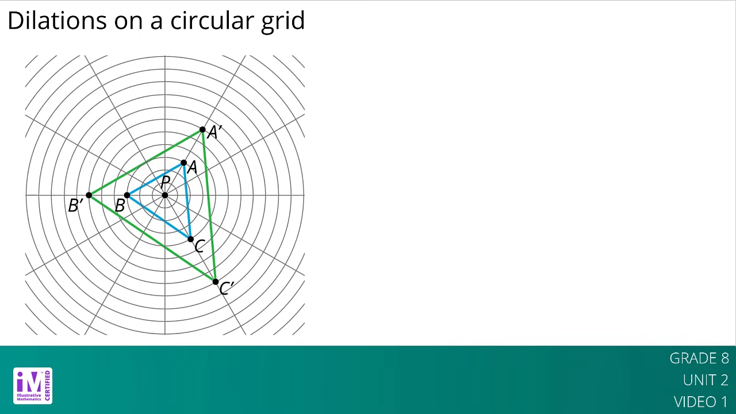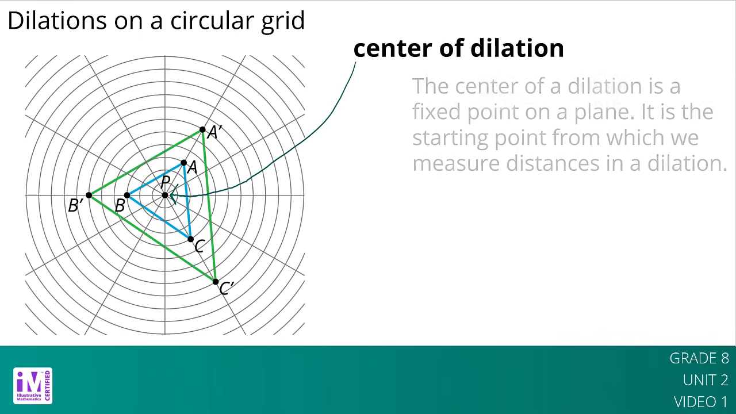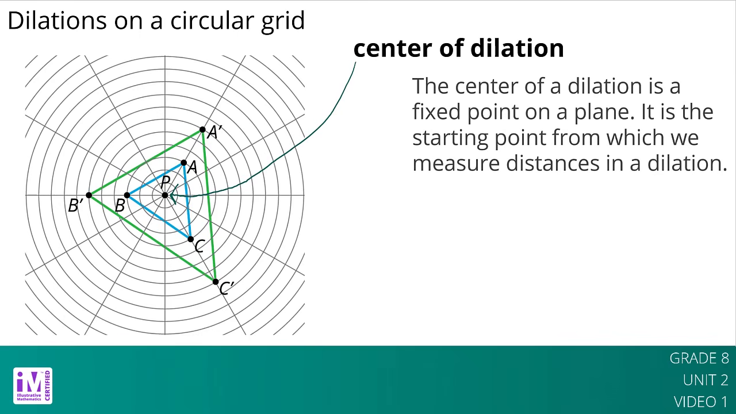To perform a dilation, we need a center of dilation, a scale factor, and a point on the original figure to dilate. In the picture, P is the center of dilation. The center of a dilation is a fixed point on a plane. It is the starting point from which we measure distances in a dilation.